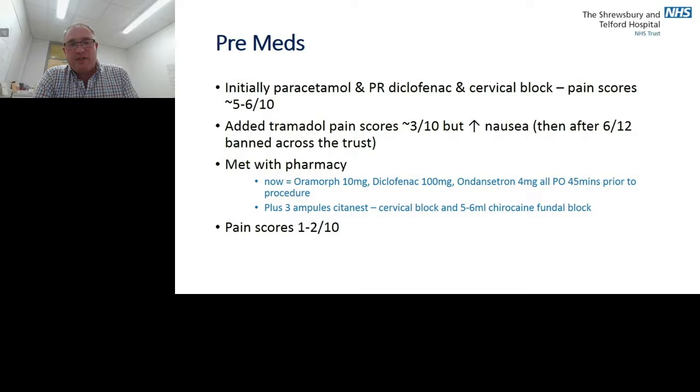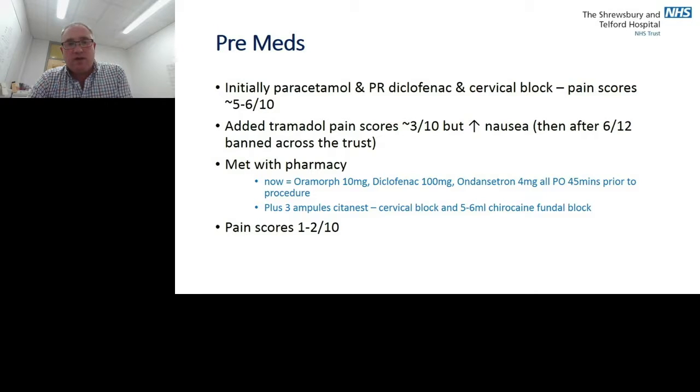We then went to meet with our pharmacy team, who were very keen to help us, and they suggested we use Oromorph 10 milligrams orally, diclofenac 100 milligrams orally, and ondansetron 4 milligrams orally. And these all have a peak around 45 minutes after administration, so we try to time it that the patients come through around 45 minutes after we've administered medication.